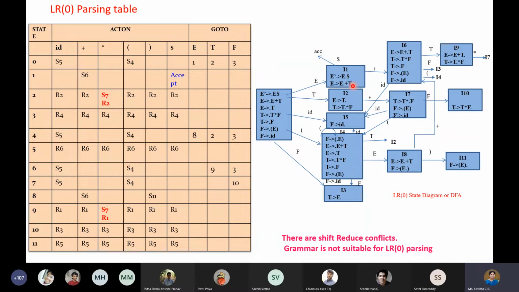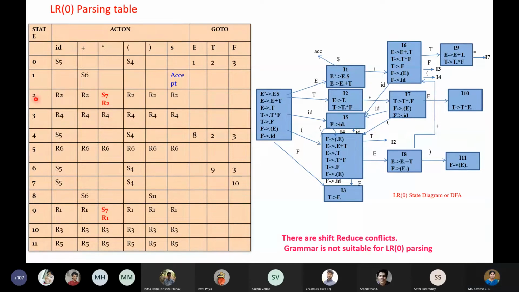Then coming to the other one, what we are supposed to read is plus. So when we read plus, what happens? It is shifting to what? To the state number 6. So that's why it is S6. That's all. Only two possibilities. One is the accept thing, and the other one is, on plus you are going to take the transition. So state number 1 is done.